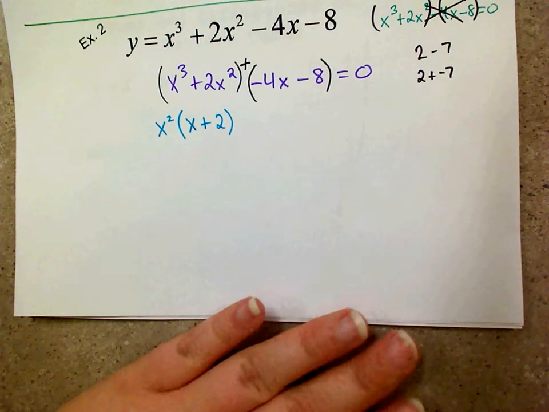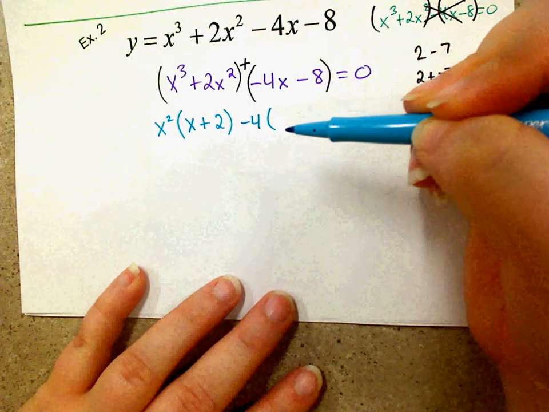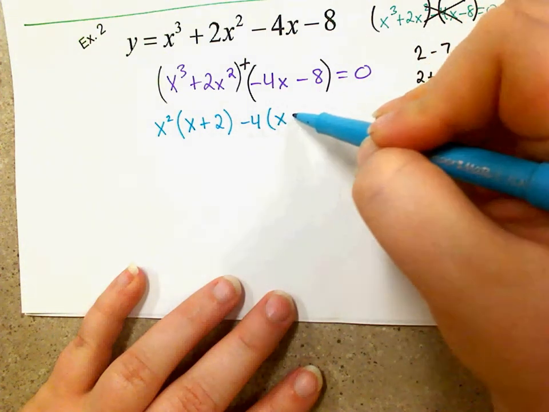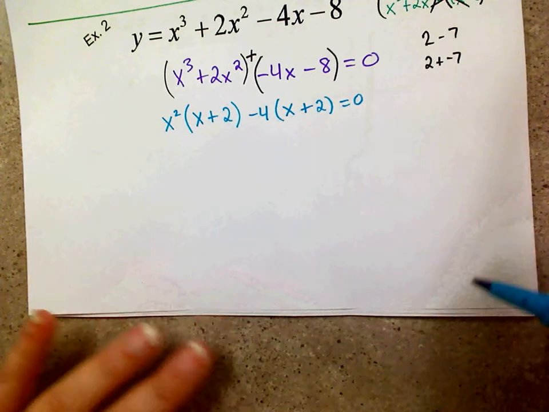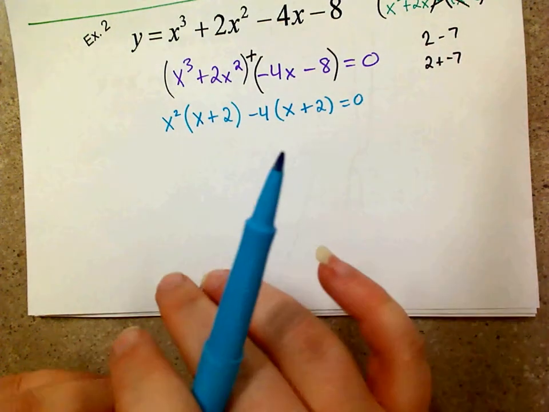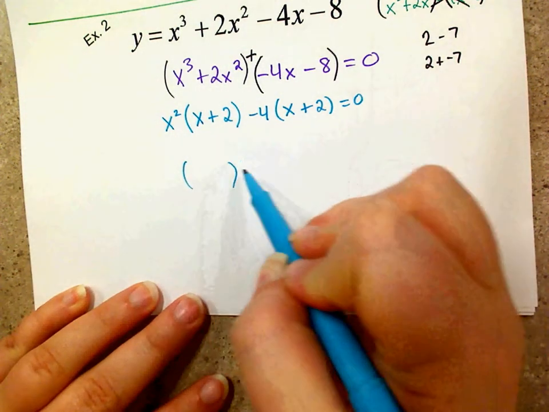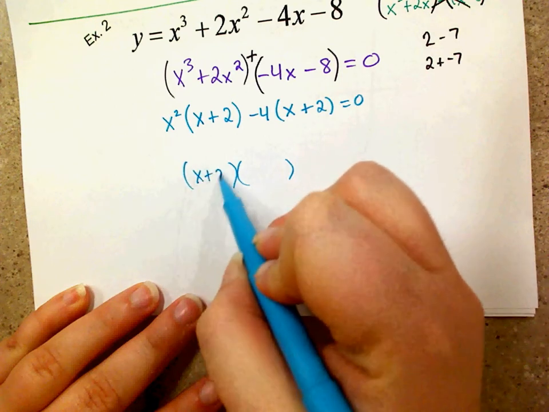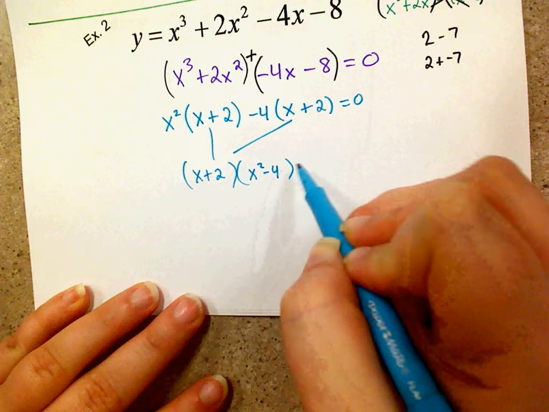Yeah. So let's factor out a negative 4. What am I left with? Hopefully x plus 2. Negative 4 divided by negative 4 is 1, so x. Negative 8 divided by negative 4 is positive 2 equals 0. At this point, you can either think of factoring it out, or you can just write down what you know is going to happen. It's going to be what times what? X plus 2 times x squared minus 4, and that equals 0.